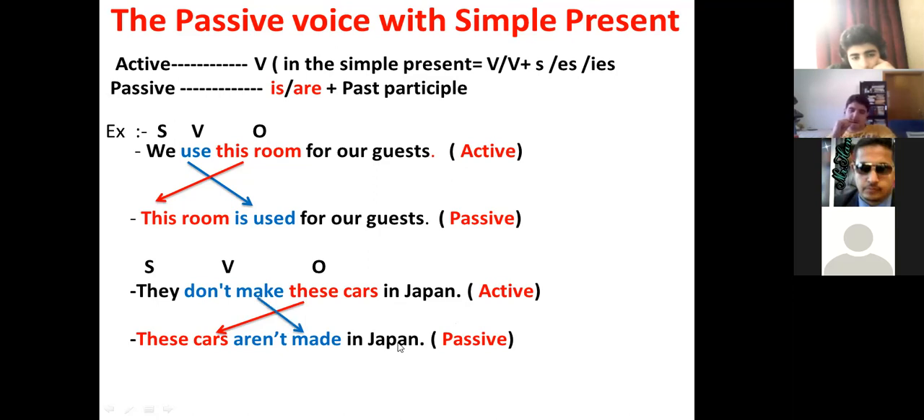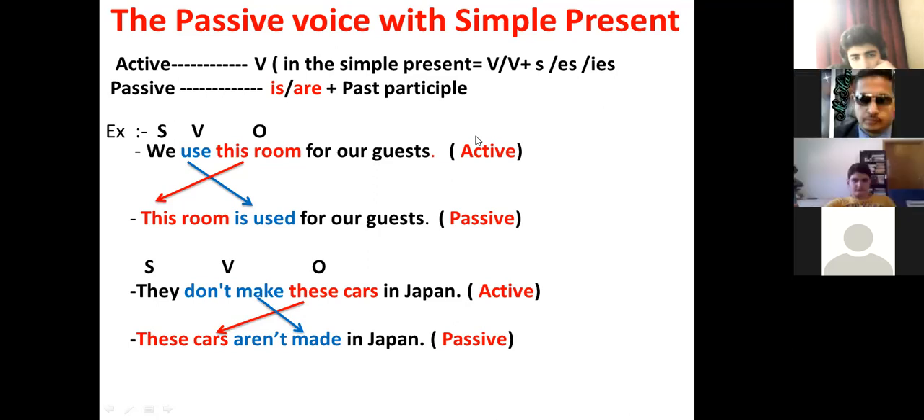Yes, easy. So again, the rule: if the verb that we have is in the base form, the first form of the verb, or verb plus s or es, we use this rule: is or are plus past participle. We follow the steps: determine the parts of speech, subject, verb, object. Then we start with the object. If the object is singular, we use is plus past participle. If it is plural, we use are plus past participle. I hope that you understood this part.